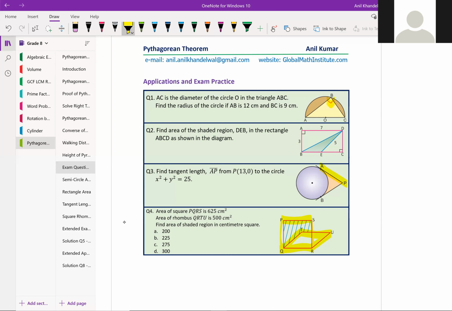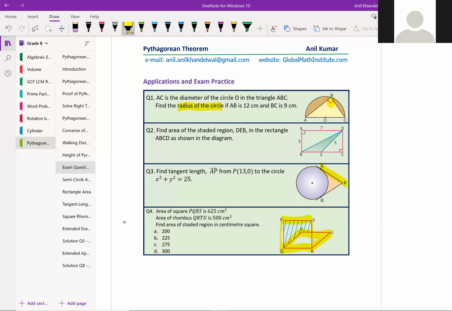Find the area of the shaded region in centimeters squared. So that's a multiple choice question. Now the above questions could also be treated as multiple choice questions. The idea is to solve this. So I'd like you to take a moment, understand the strategy, and then let me know how you will solve the first question. Okay. So the first question is asking us to find the radius of the semicircle.